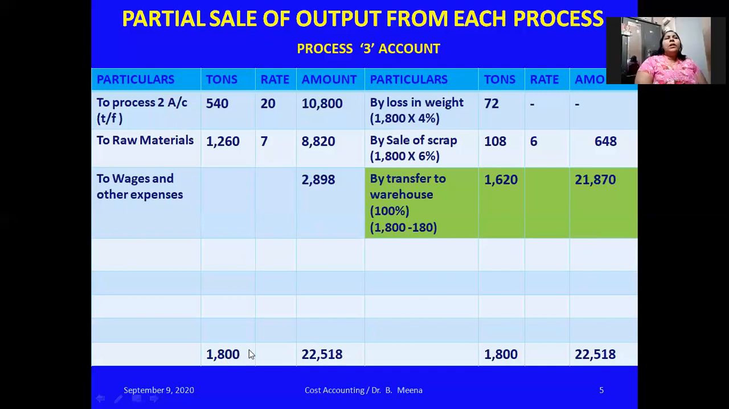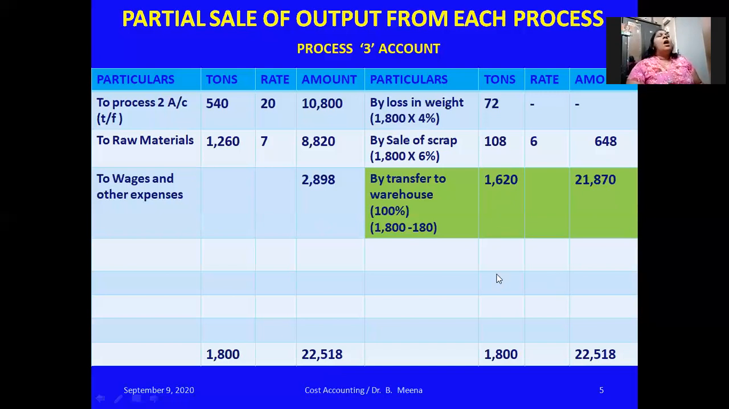So how to end the problem? 1,800 is the input. Okay, minus what is my wastage totally? 108 plus 72. So my wastage totally is 180. Out of 1,800 input, 180 is my wastage, which means the final output is 1,620. Then how did I get this value? 22,518 is the total debit, minus 648 I credited. Then what is the balance figure? 21,870. So 21,870 is the value of the output, and the output is 1,620.